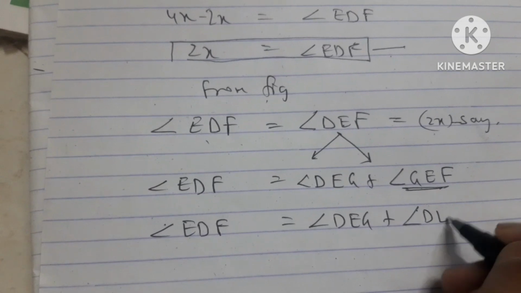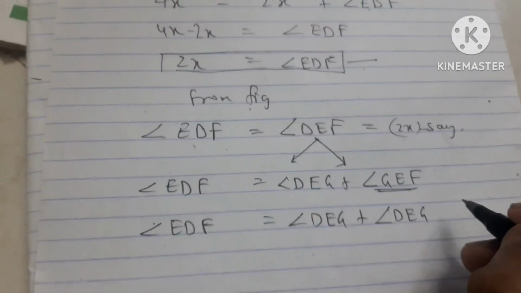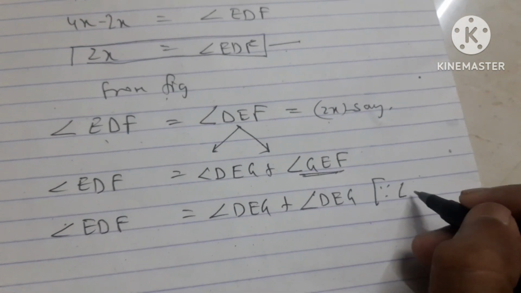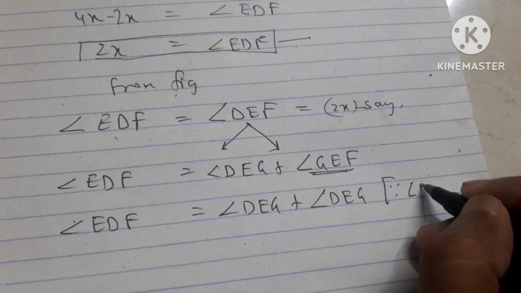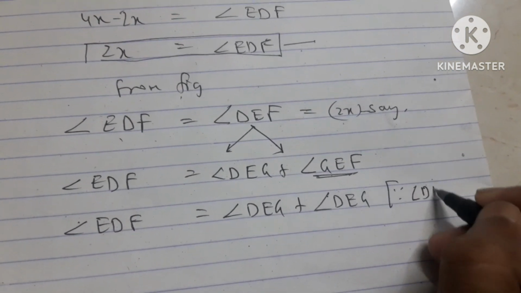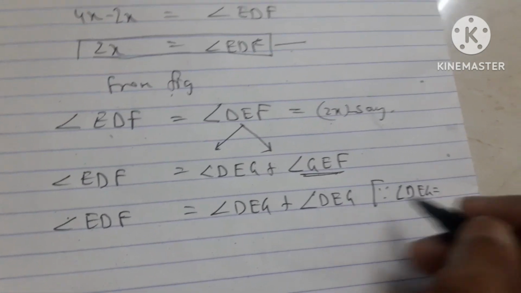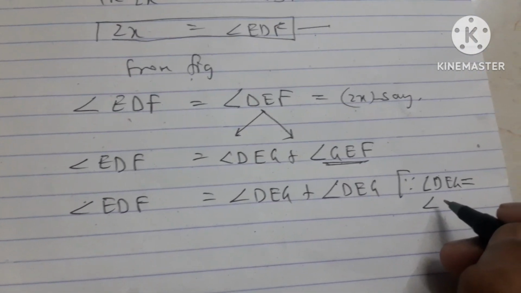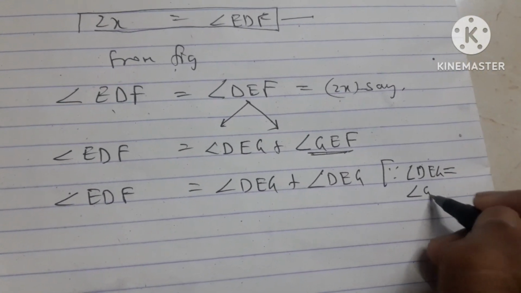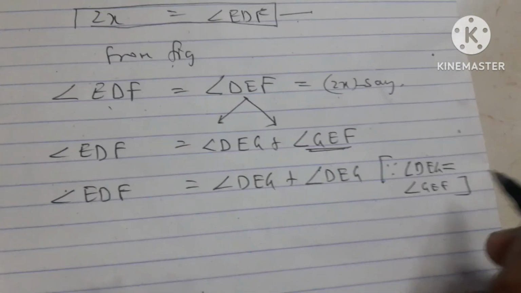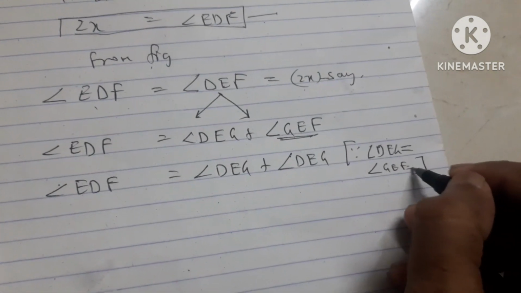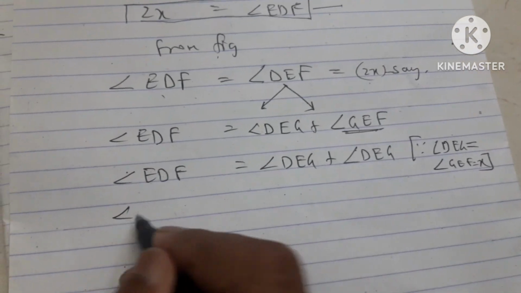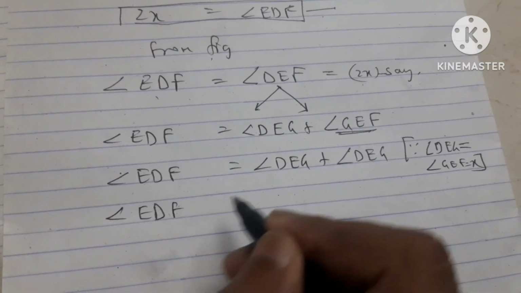We will show it separately why we have replaced. You might think where GEF has gone. GEF is not gone anywhere. Its equal value has been substituted in its place because we need that. Both are x because they are equal. So both have the x value, and both are equal. Now this EDF will remain as it is.